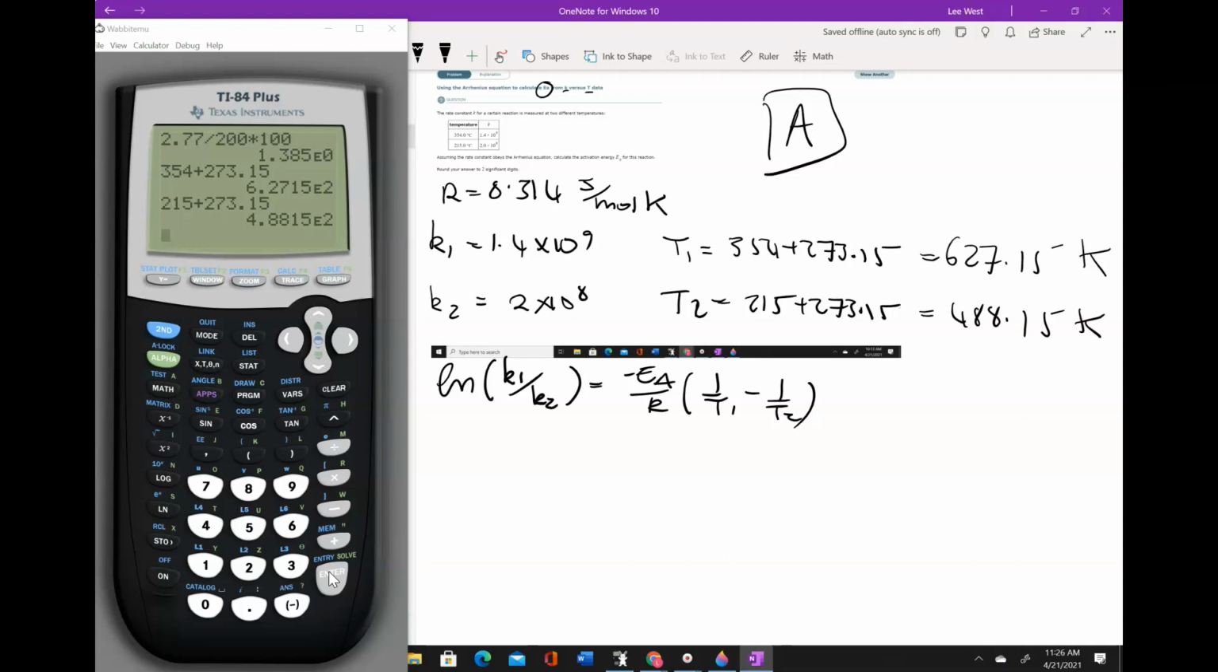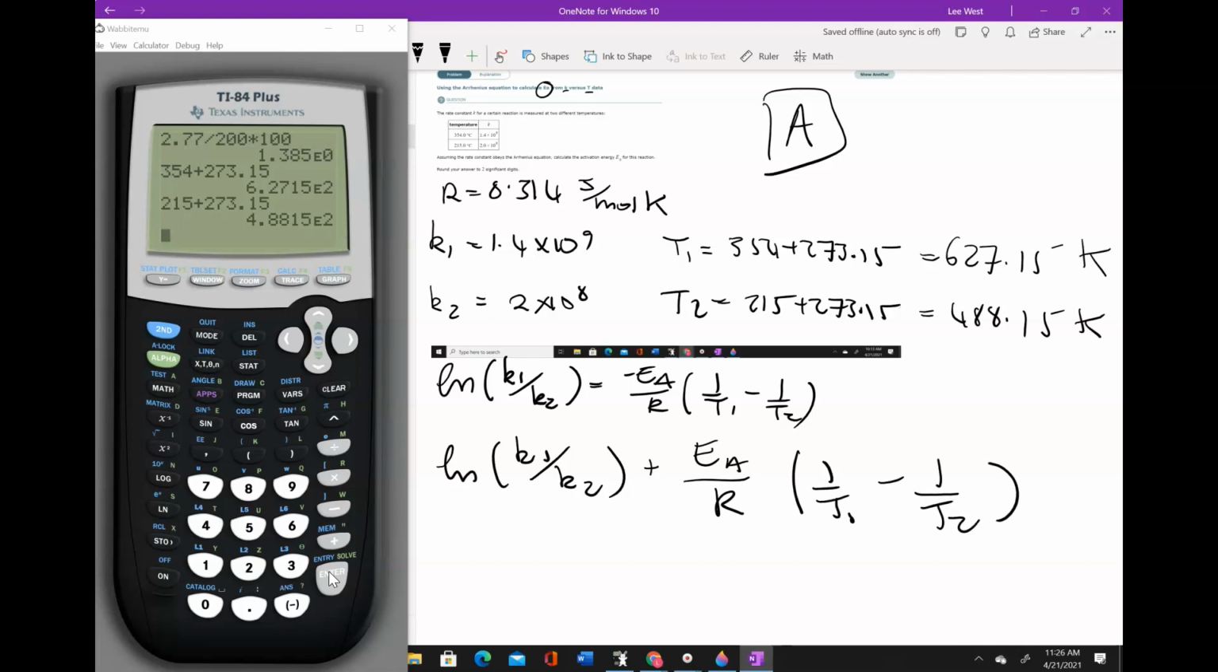So remember, I'm just going to reorganize this so that it equals 0. So it's just going to be log K1 on K2 plus EA, which I'm going to put in as my X, on R, 1 on T1 minus 1 on T2 equals 0. And so now away I go, and I've just got to make sure that I don't accidentally put any of the wrong numbers in. So math, go up 1 will allow me to get to solver. Set solver, go to the top line there, clear my equation, and let's start putting stuff in.